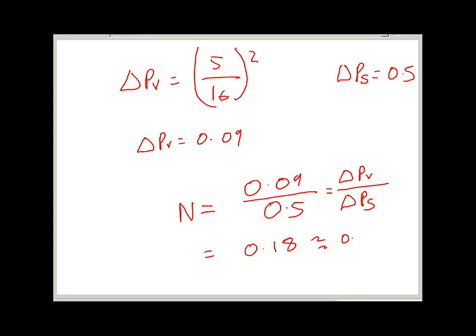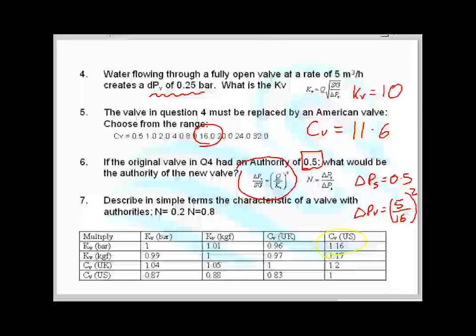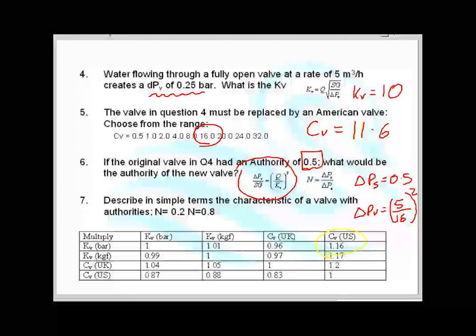0.18, about 0.2. So the valve is too big. We know the valve is too big because instead of buying the 10, we bought the 16. So the valve's too big. It's just about livable with. In fact, we've really got no choice.